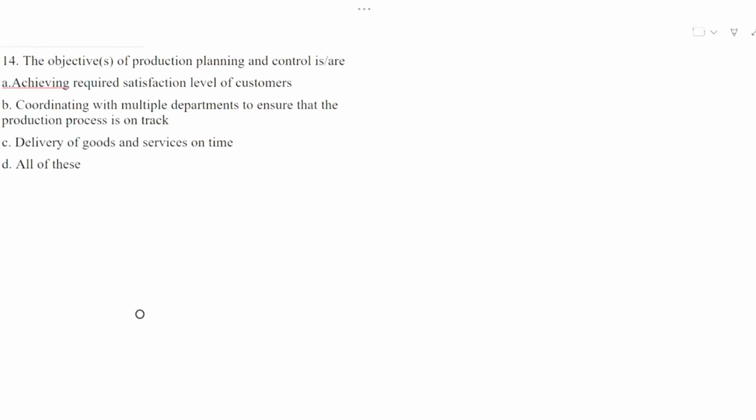The objectives of production planning and control are achieving required satisfaction level of customers, coordinating with multiple departments to ensure that the production is on track, delivery of goods and services on time, all of these. In totality, production planning and control helps in developing the plans in such a way that the required resources are arranged, and using those resources, the things are produced in such a way that they are of required quality, quantity, things are produced in time, at a very low cost, so that the organization can provide quality products to their customers at a very competitive price. That means all of these options are correct.